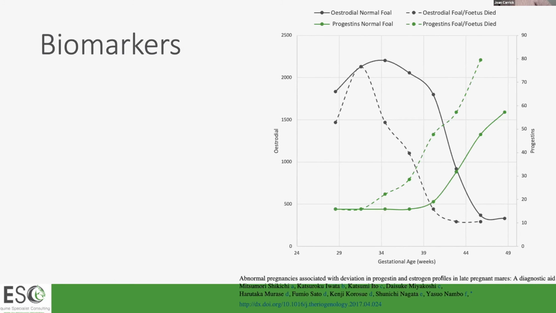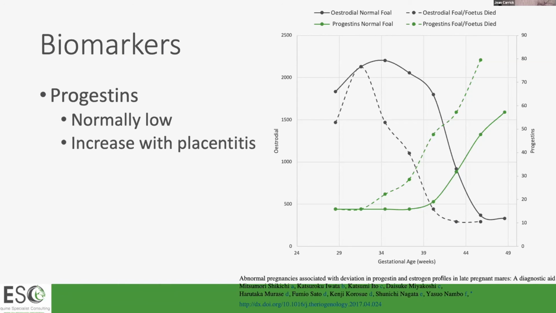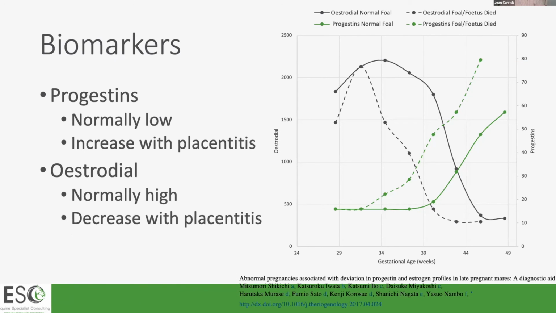Now, the solid lines are the mares that had healthy foals, and the dotted lines are the mares that had sick foals. And you can see that the progestins are normally low from about 28 weeks to about 40 weeks, and then they start to rise quite normally. In the mares that lost their pregnancies, the progestins rose much earlier, and similarly with the estradiol, it's high in that period, and it tends to decrease when you've got placentitis or you've got other problems. And so it was quite predictive.